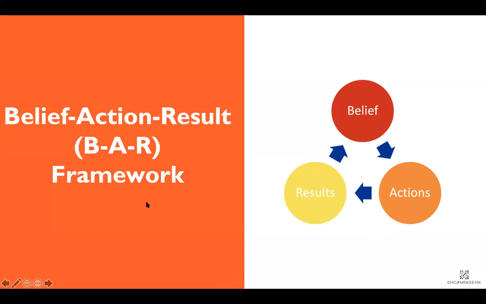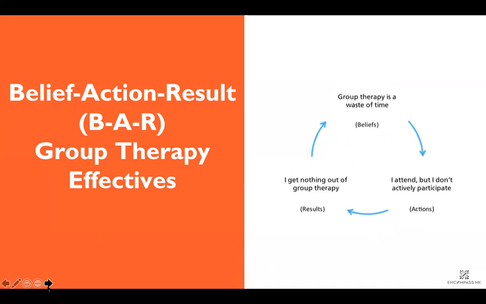However, it can also become a self-fulfilling prophecy. So for example, you believe that group therapy is a waste of time. For example, you have an anxiety problem, or you have an alcohol problem. When you attend it, you don't actively participate in the conversation, so you don't really get anything out of it. When you get nothing out of it, you further believe group therapy is a waste of time. So this is a loop, a belief-action-result loop.